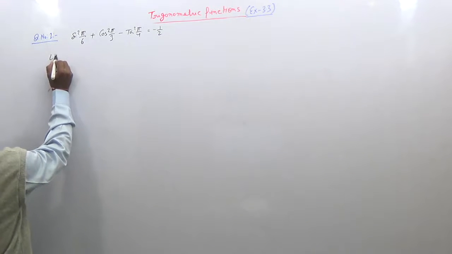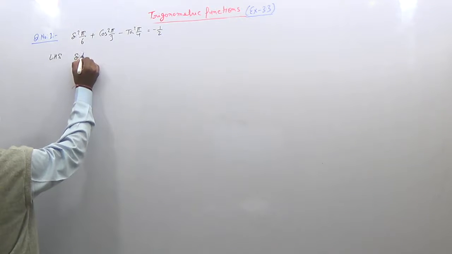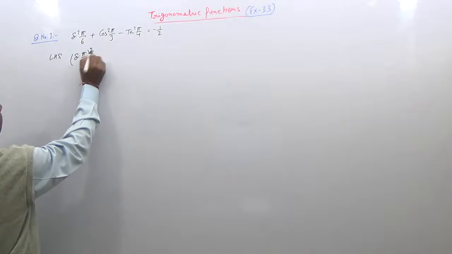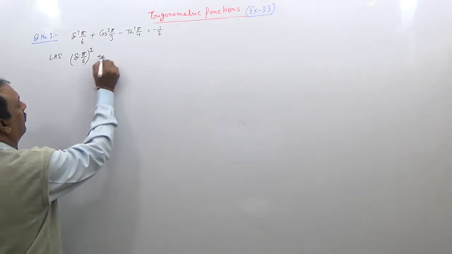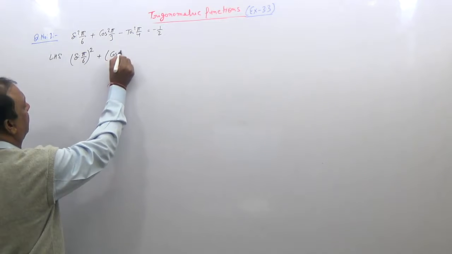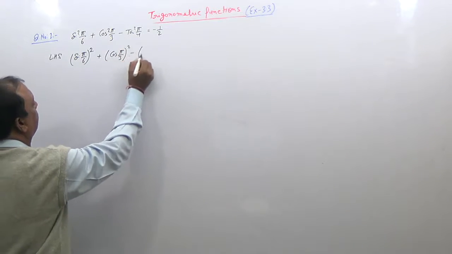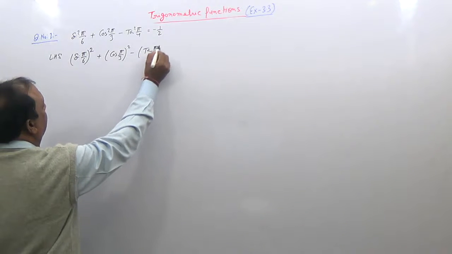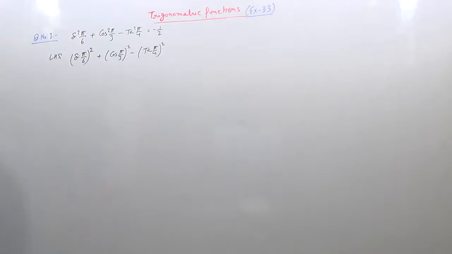So taking the left hand side, sine square pi by 6 you can write as sine pi by 6 whole square. Cos square pi by 3 you can write as cos pi by 3 whole square. And tan square pi by 4 is tan pi by 4 whole square.